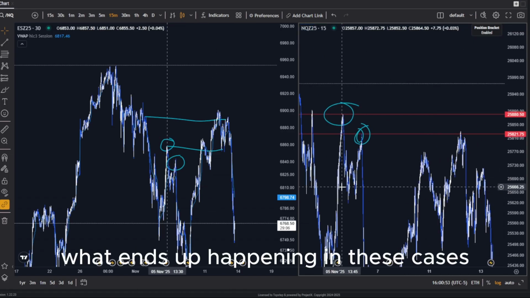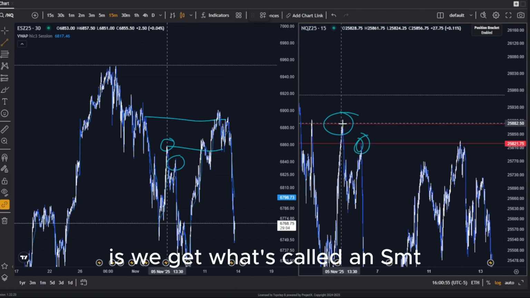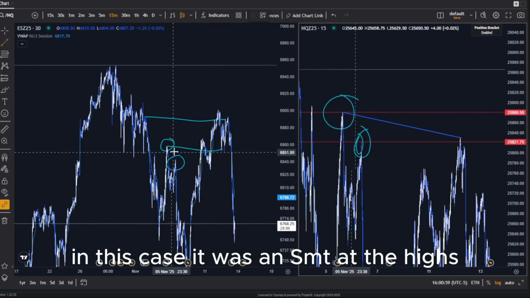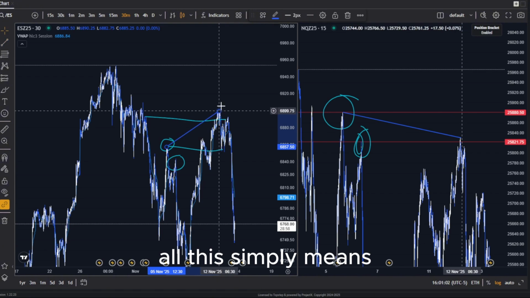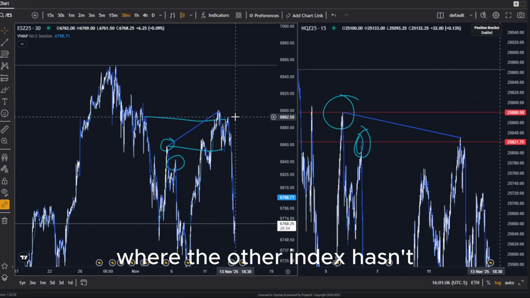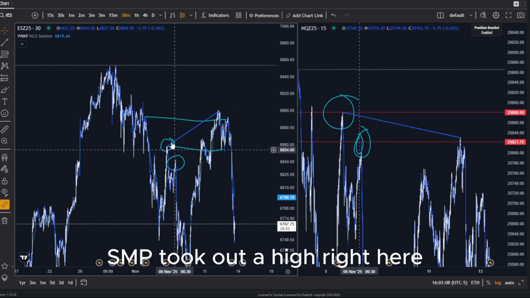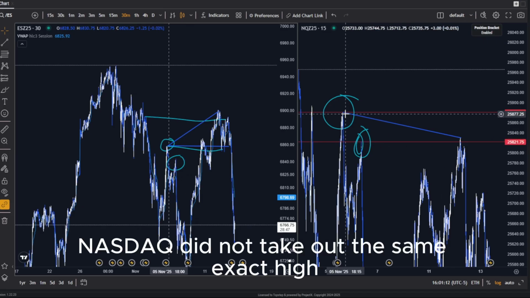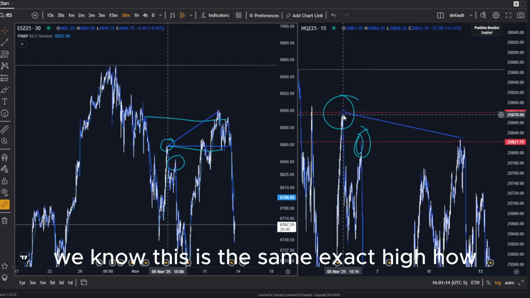What ends up happening in these cases is we get what's called an SMT. In this case, it was an SMT at the highs. All this simply means is when one indice took out a high where the other indice hasn't. S&P took out a high right here. Nasdaq did not take out the same exact high. We know this is the same exact high.